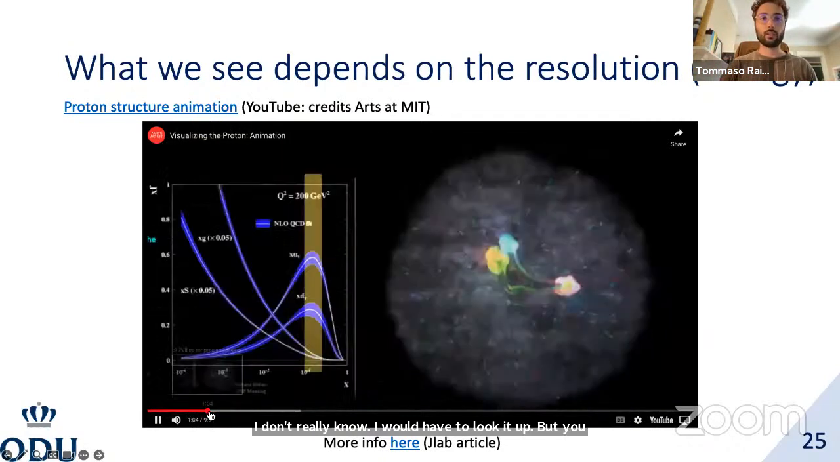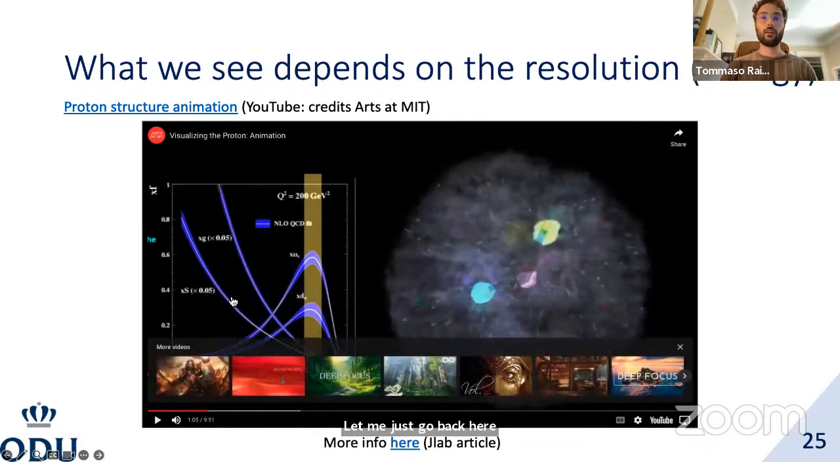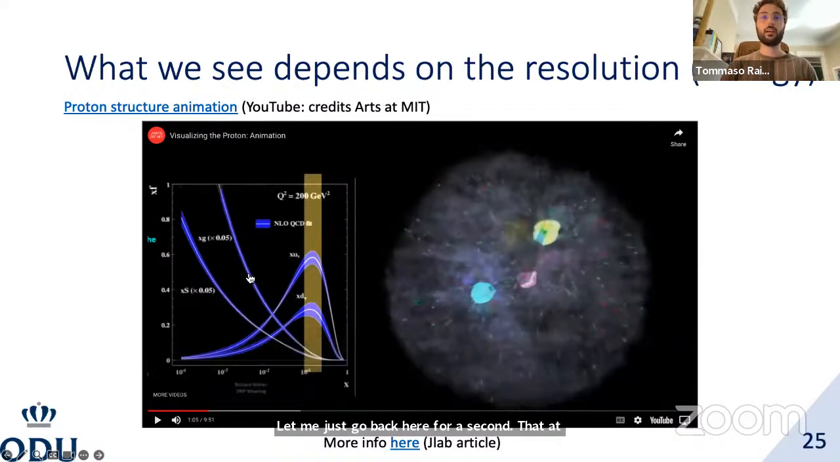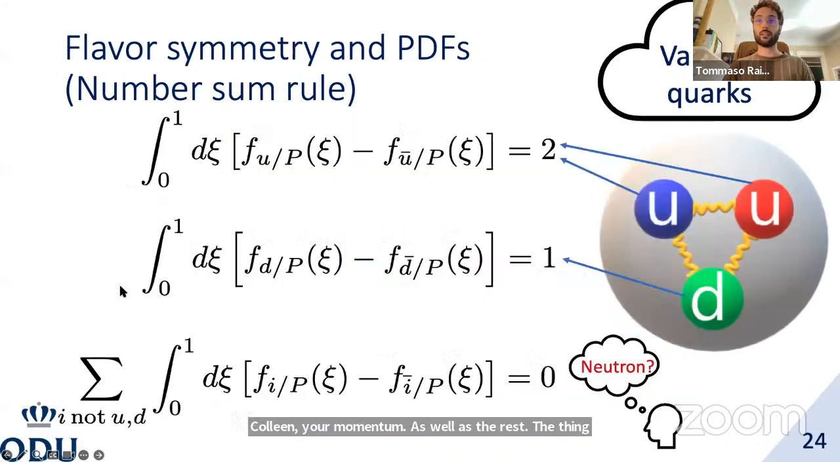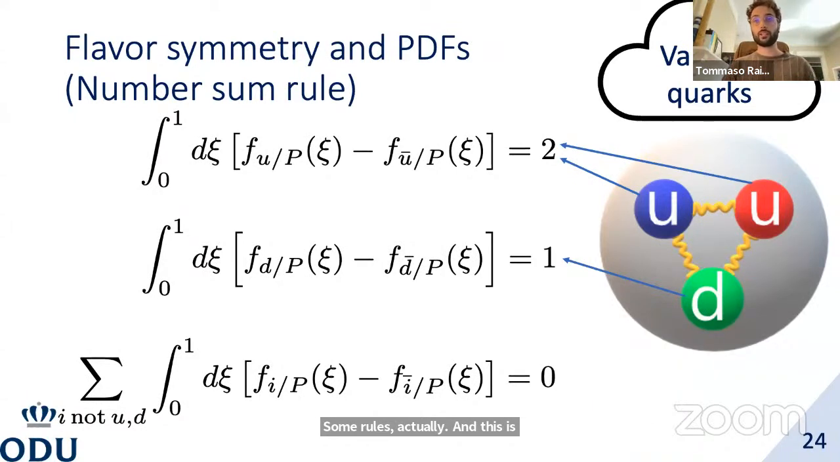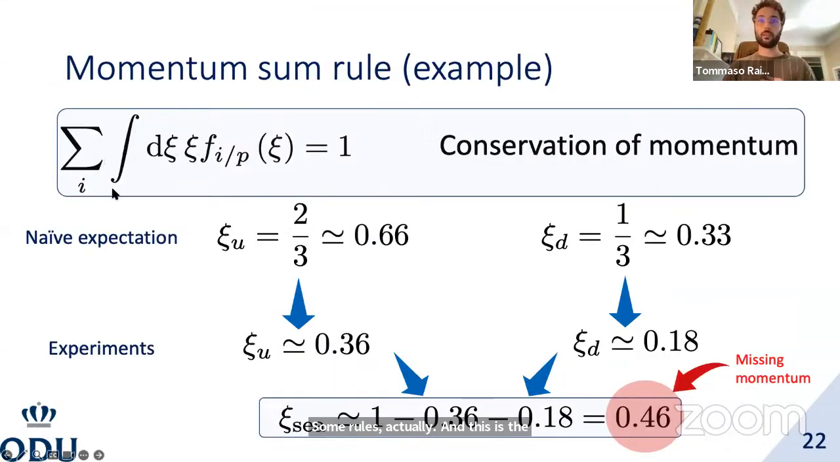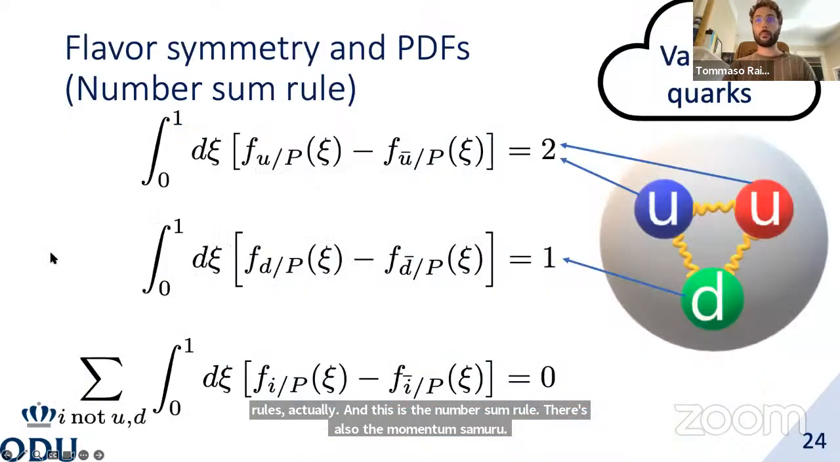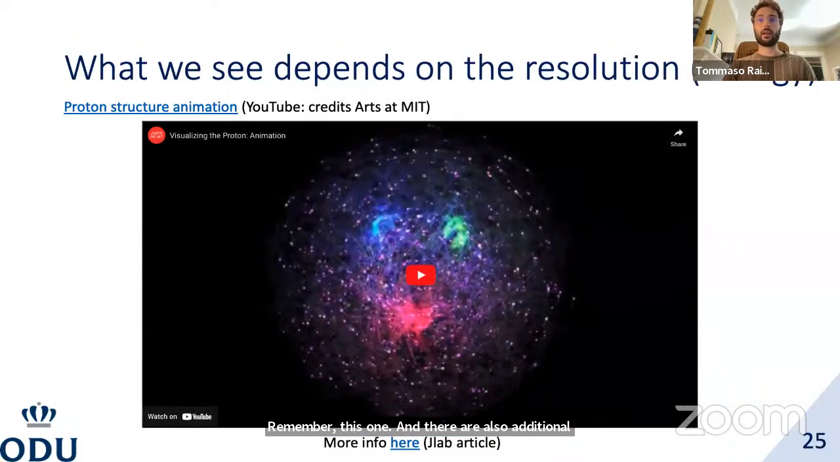Let me just go back here for a second. You have a lot of gluons, for example, carrying small collinear momentum fraction, as well as the rest. The thing is that they all have to satisfy these sum rules. This is the number sum rule. There's also the momentum sum rule. Remember this one? And there are also additional constraints. But yeah, that's how it looks, really.